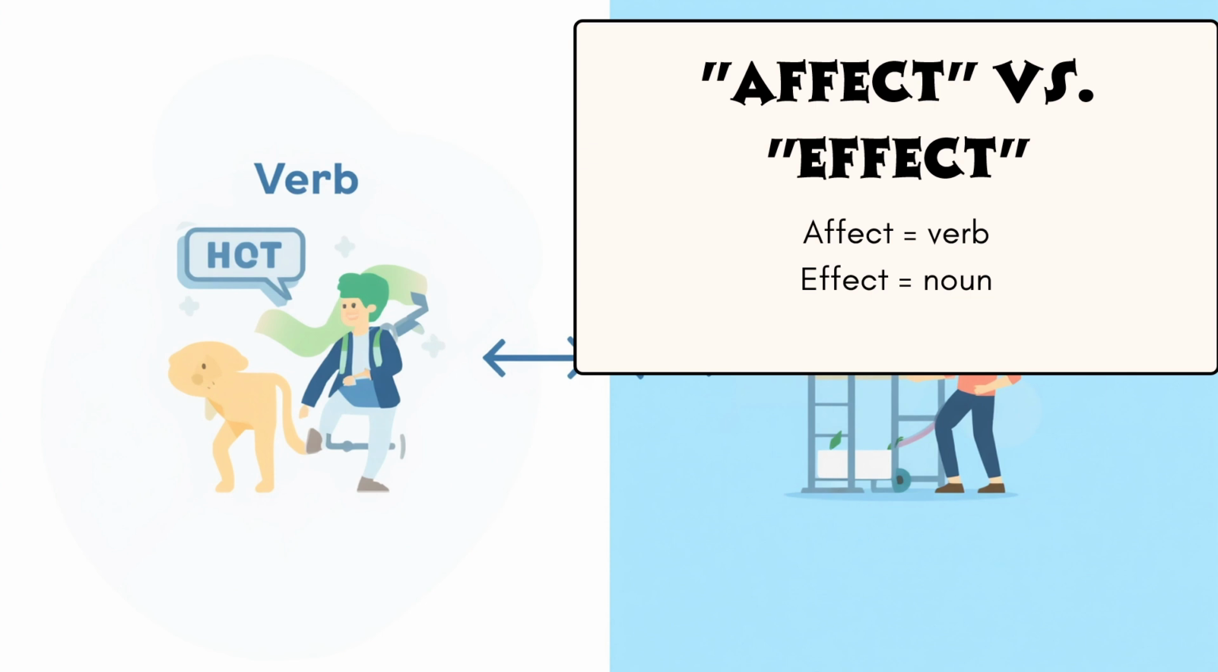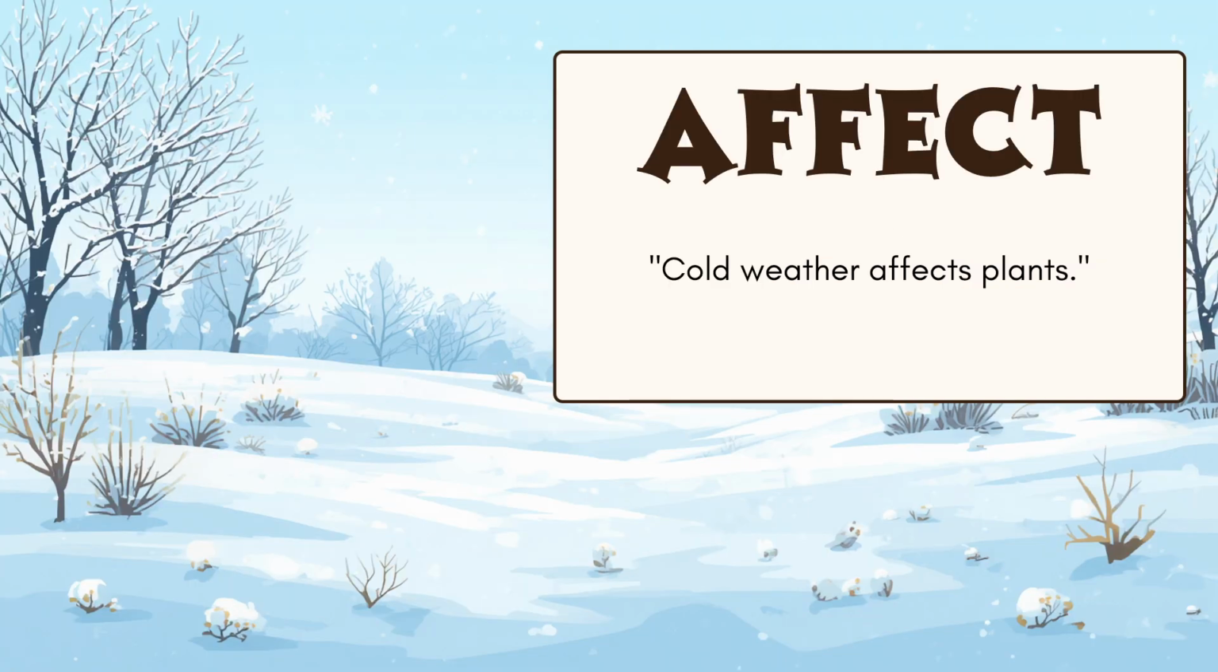Now, let's talk about affect and effect. These two words are different. Affect is a verb. Effect is a noun. This is very important to remember. Here is an example with affect. Cold weather affects plants. This is a verb. It shows the action of changing.